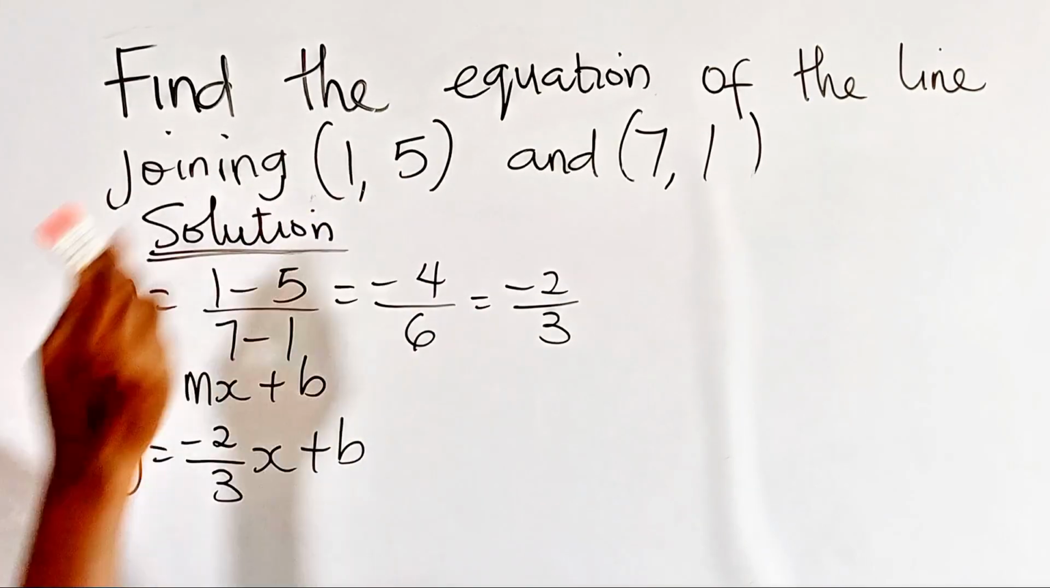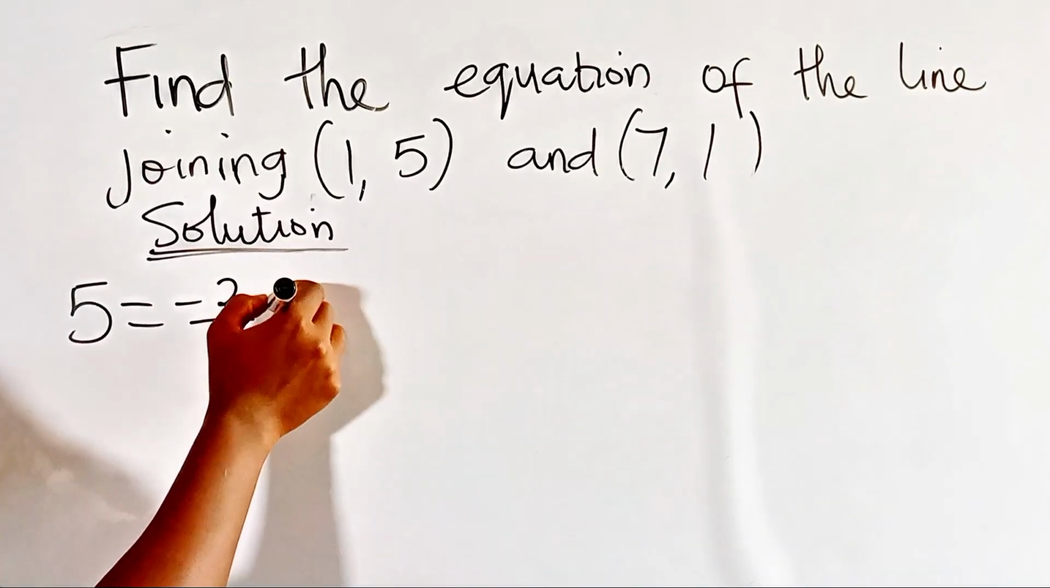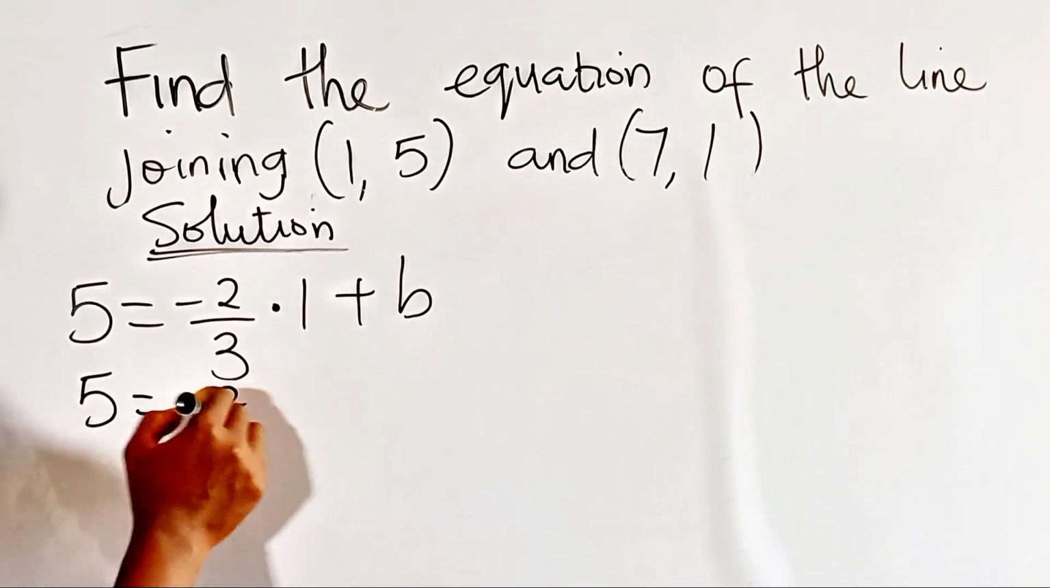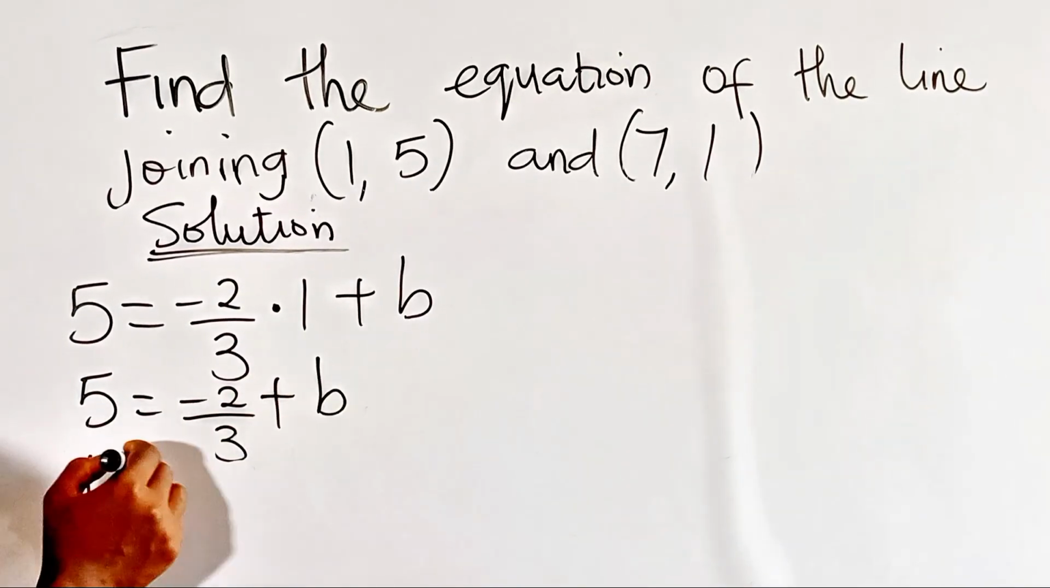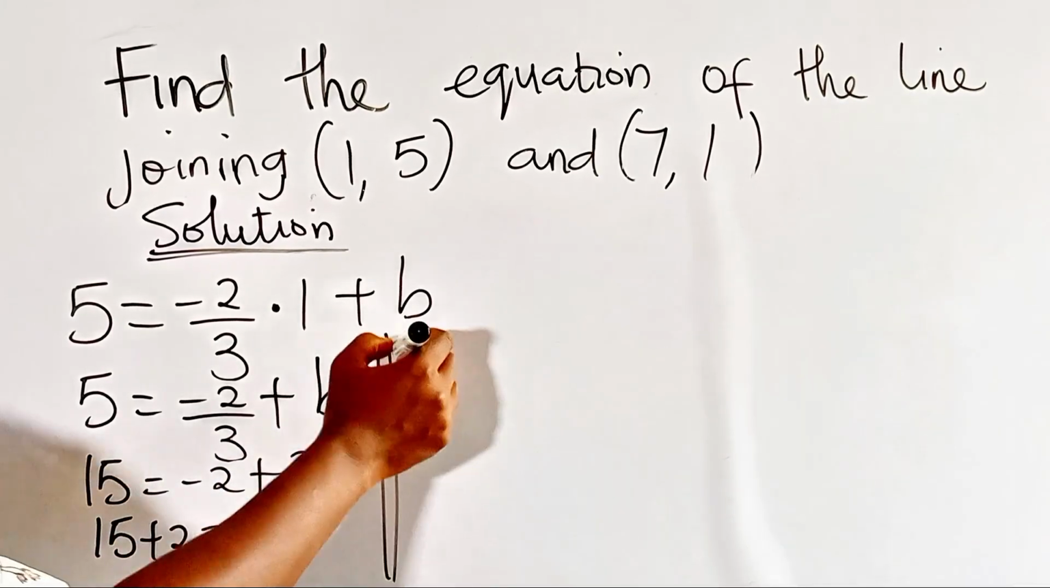We find the value of b by using any of the points. So let's use point 1. We have 5 is equal to minus 2 over 3 times 1 plus b. 5 is equal to minus 2 over 3 plus b. Multiply all through by 3, we have 15 is equal to minus 2 plus 3b. Add 2 to both sides, so we have 15 plus 2 is equal to 3b. We have 17 is equal to 3b.